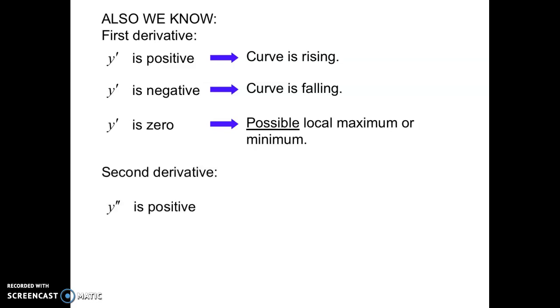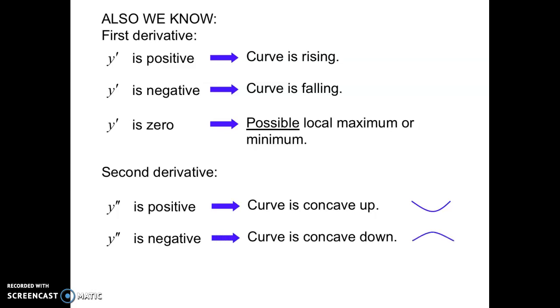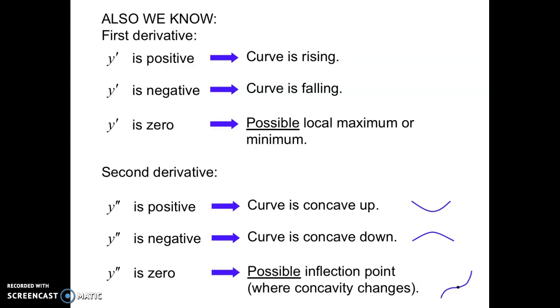We also know that if the second derivative is positive, it's telling us the curve is concave up. When the second derivative is negative, the curve is concave down. And when the second derivative is 0, these will give me possible points of inflection. This is possibly where the original curve has a change in its concavity, or there's a possible point of inflection.